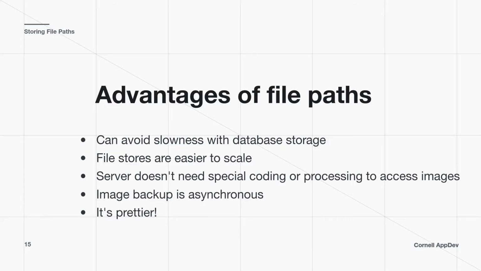So using file paths, we can avoid the slowness that comes with storing such large objects in our database. We can get better scalability out of our file stores. Since we are directly reading images from disk and writing images to disk, we don't need to do any kind of conversions or anything. It's just a direct image on disk to image sent, or image received to image on disk. No conversion or special handling necessary.